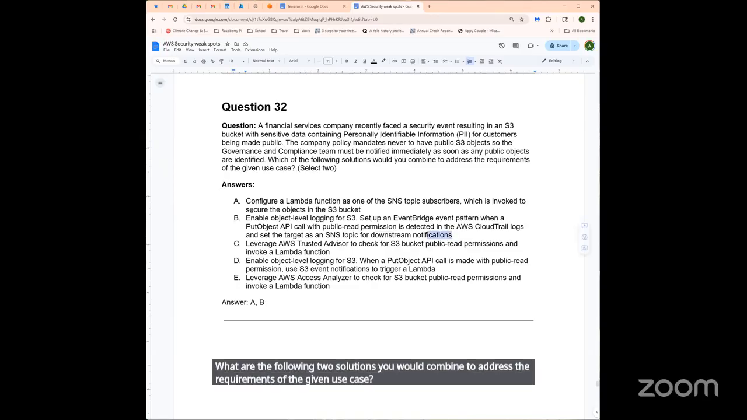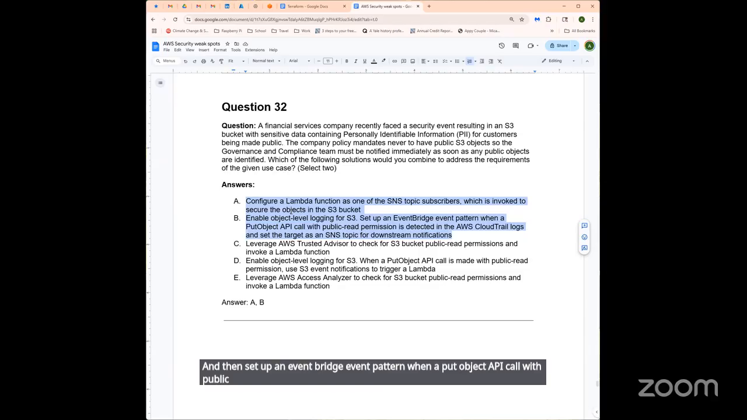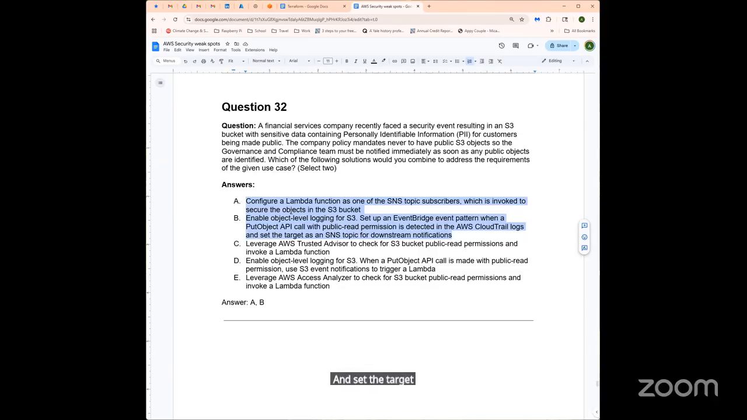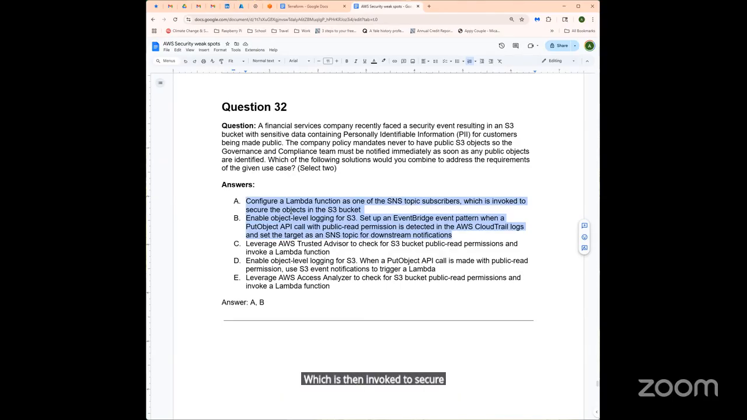This is going to be A and B, event-driven. Okay, so we're going to actually start with B, which is enable object level logging for S3, and then set up an EventBridge event pattern when a put object API call with public read permissions is detected in the AWS CloudTrail logs, and set the target as an SNS topic for downstream notifications. And then configure a Lambda function as one of the SNS topic subscribers, which is then invoked to secure the objects in the S3 bucket.